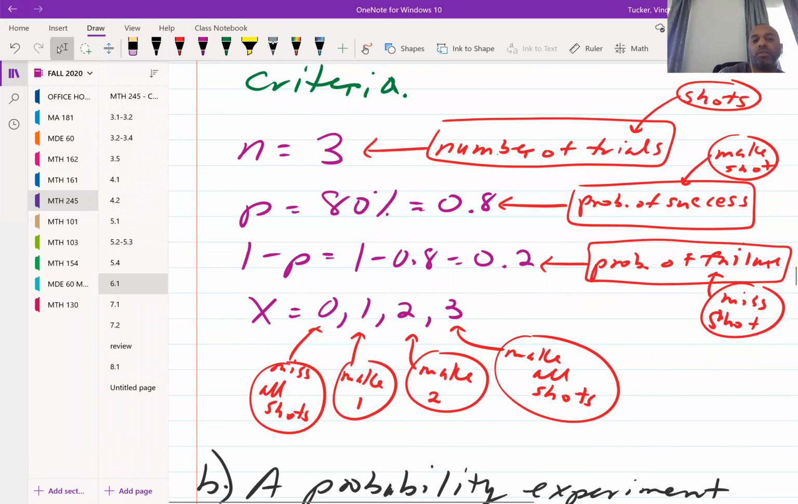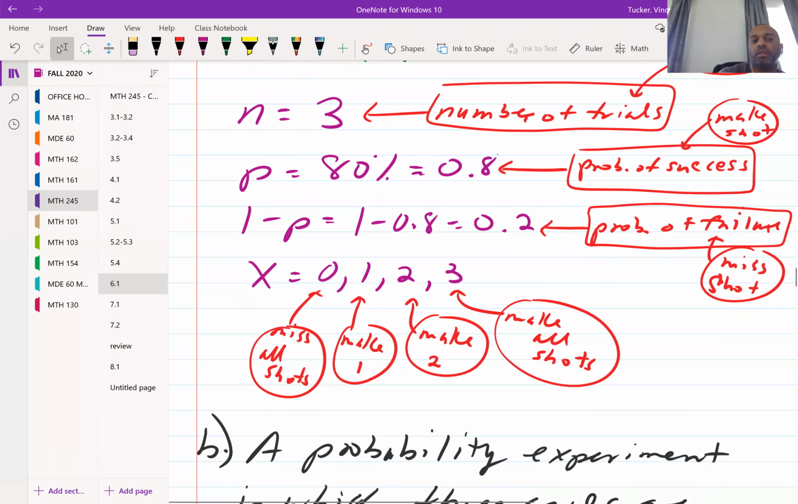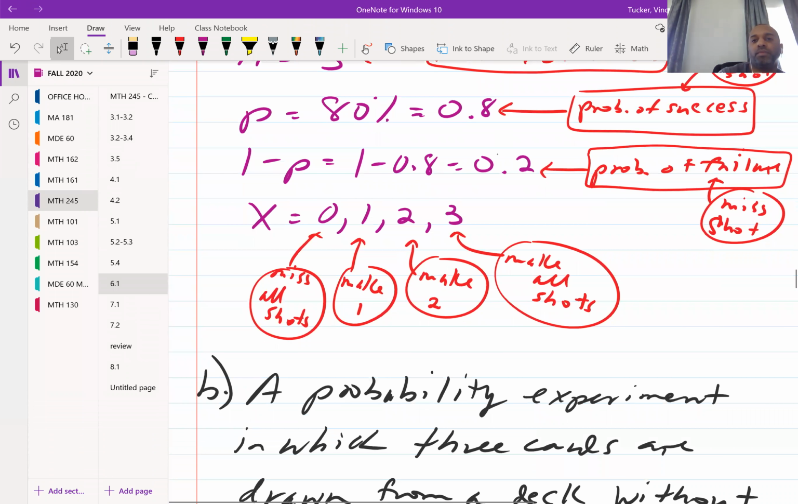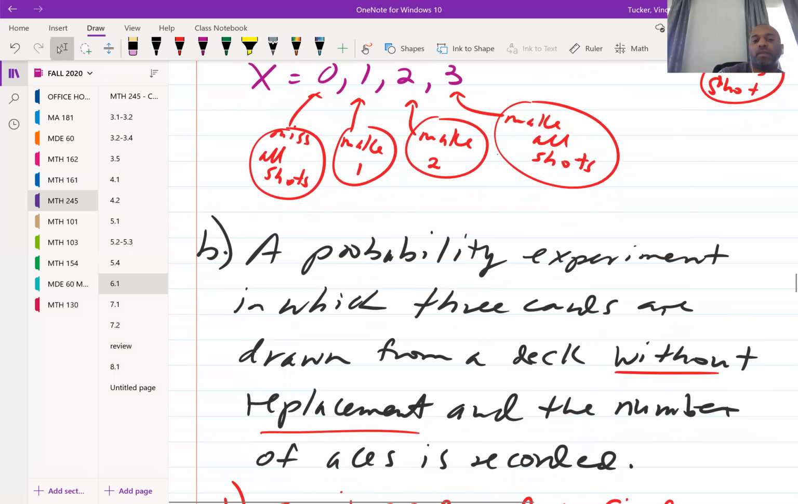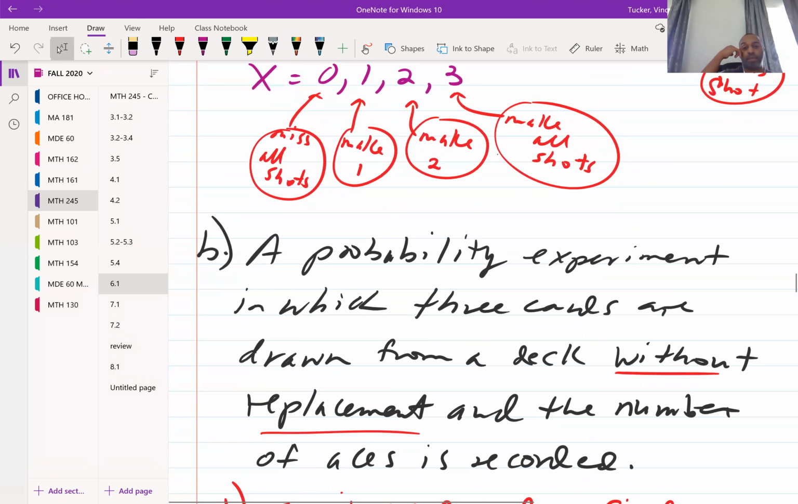All right. Anybody holding on to that? All right. So let's look at B. A probability experiment in which 3 cards are drawn from a deck without replacement, and the number of aces is recorded.